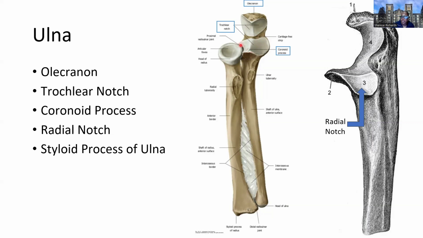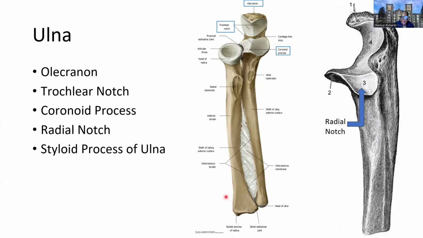And we have the radial notch being the lateral groove on the ulna, which helps articulate the head of the radius. So the head of the radius is going to sit into the ulna. It's going to be secured by ligaments, and it's going to allow for supination and pronation. Supination being palms up, pronation being palms down, and that is by way of this groove created with the radial notch in the head of the radius.